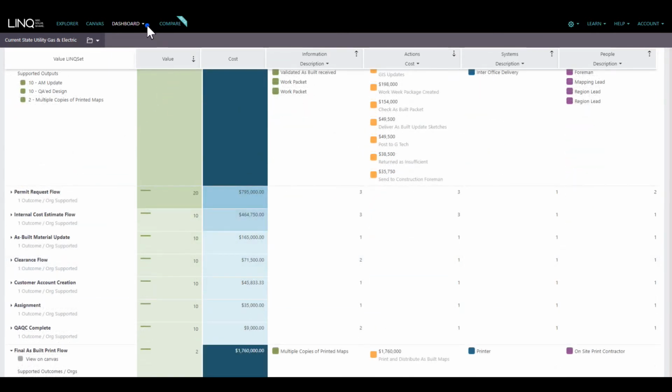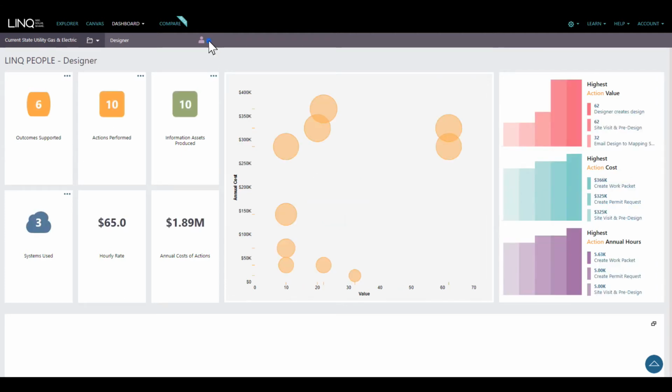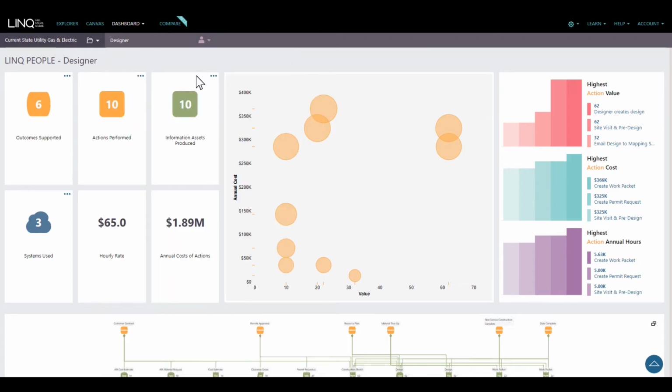Now let's go to the People dashboard. This provides a visual impact summary for each role and the actions that role provides. We'll look at the role designer first because they have the most appearances in the model. The designer shows up 10 times, and their hourly rate is $65 an hour. The overview here shows the designer supports 6 outcomes, they perform 10 actions, and they use 3 systems. Clicking here can take you to the actions that they perform.